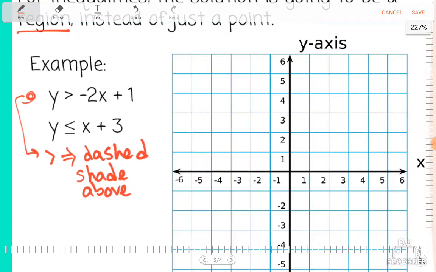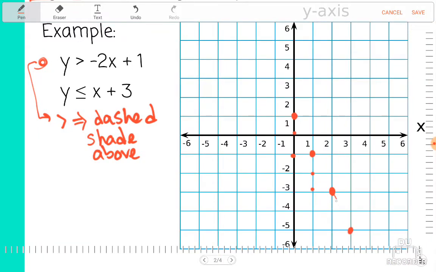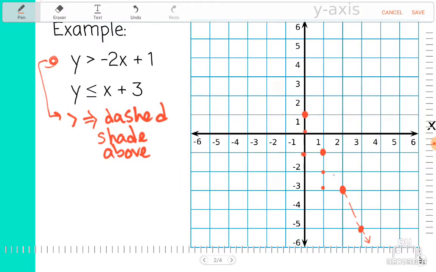Okay, so let's graph this. I have a y-intercept of +1. I start here on my graph. Slope of -2, which means I'm going to go down 2 over 1. So that's my next point. And if I want to be more accurate, I can do that a few more times and then create my dashed line. Okay, so there's my first line. Remember we said I'm going to shade above it, so I'll shade this area lightly with red.